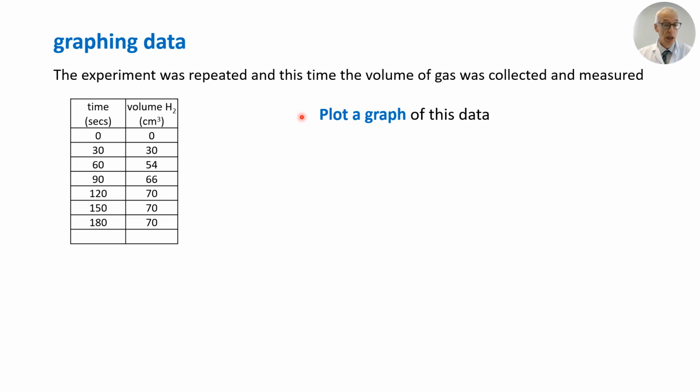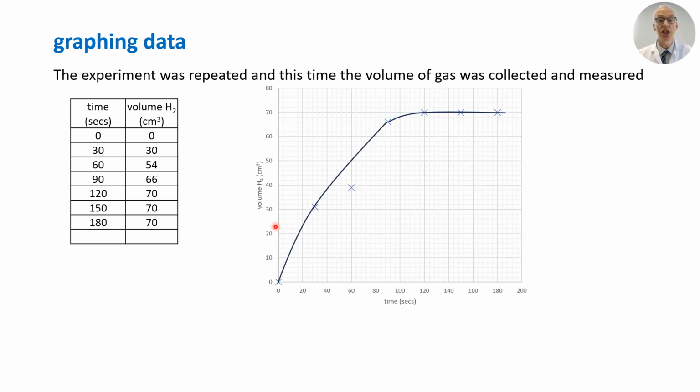Okay, so the plot looks something like this. The volume of hydrogen gas depended on the time, and therefore the y-axis is the volume of gas and the x-axis is time. You'll see one reading at 60 seconds does not fit the general trend and is referred to as anomalous. And we do not include it in our line of best fit.